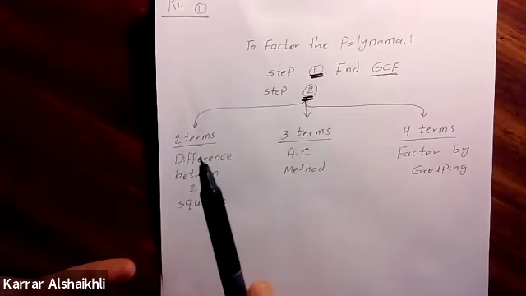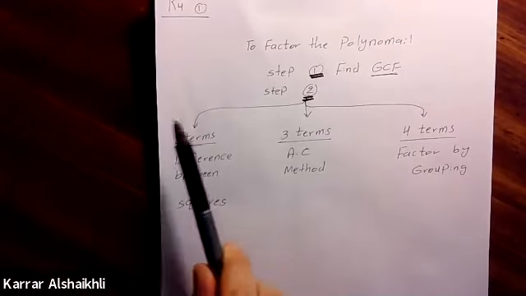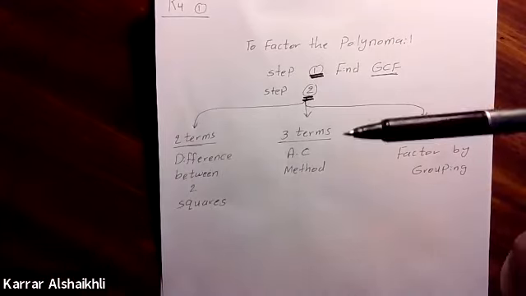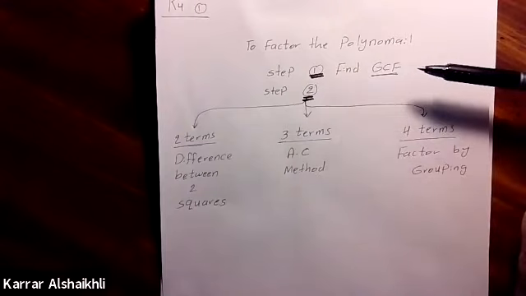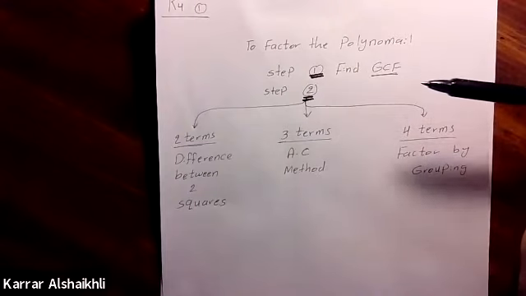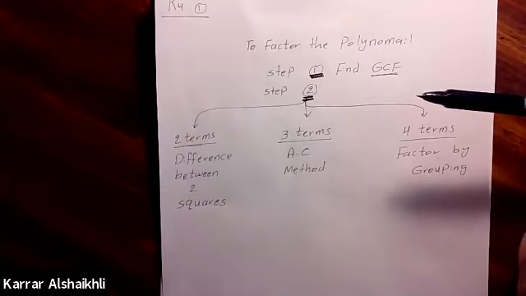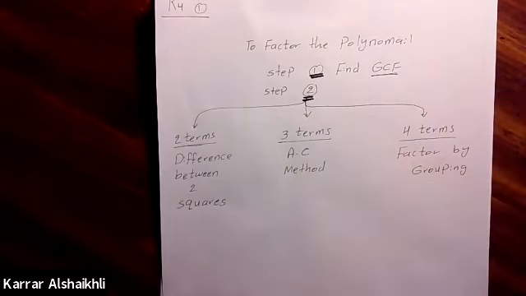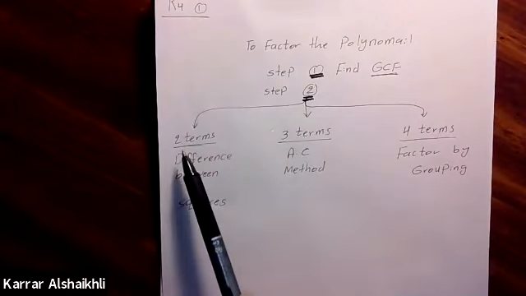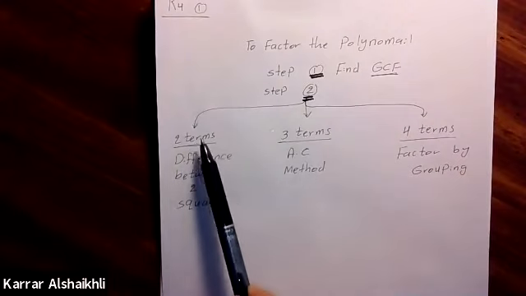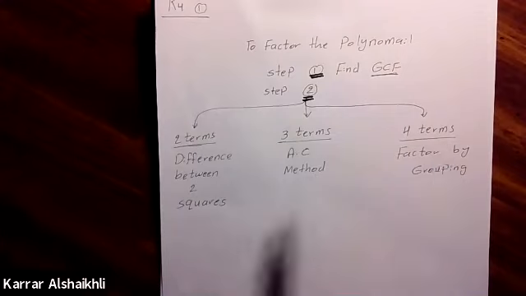So here's the chart. This is really important. I need you to write down this chart, so you're not gonna forget: always the first step is find the GCF. Then step 2, it depends on how many terms you have, 2 terms, 3 terms, or 4 terms. This is really important, how to factor the polynomial for this course.